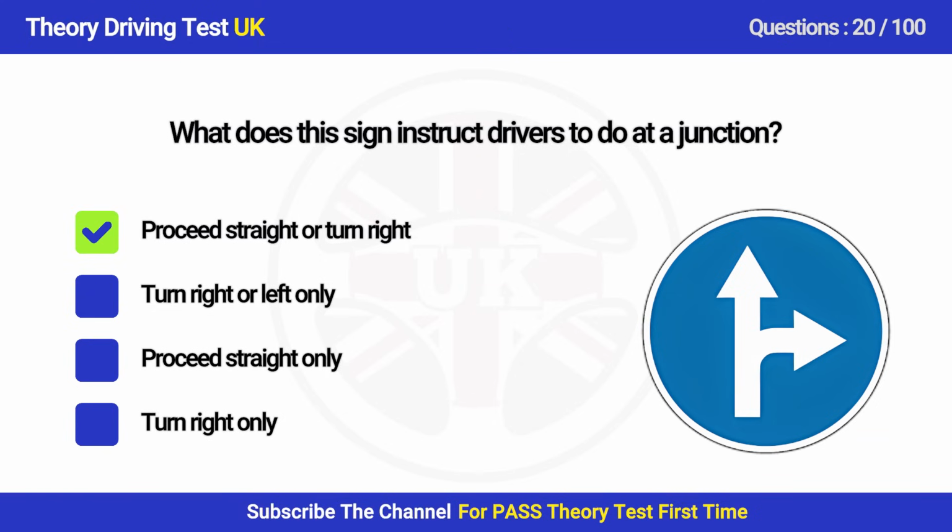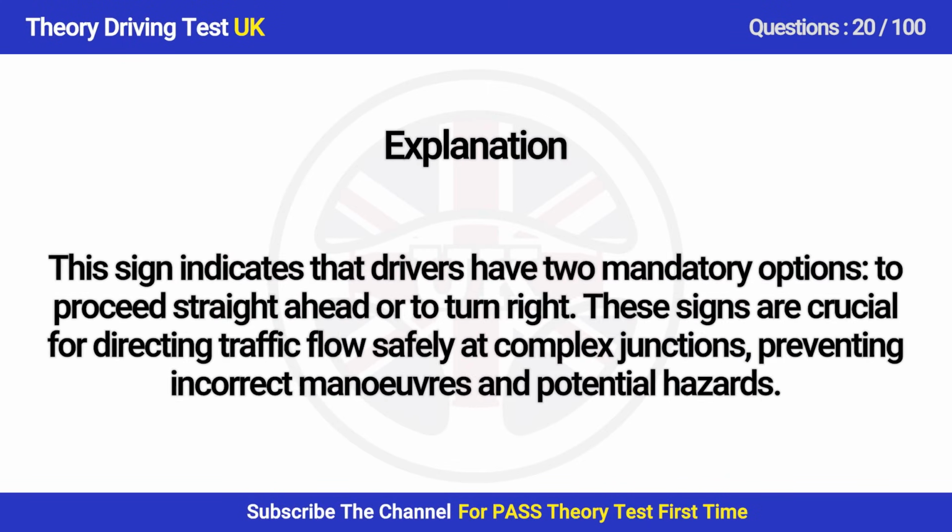Answer is A. Proceed straight or turn right. This sign indicates that drivers have two mandatory options, to proceed straight ahead or to turn right. These signs are crucial for directing traffic flow safely at complex junctions, preventing incorrect maneuvers and potential hazards.